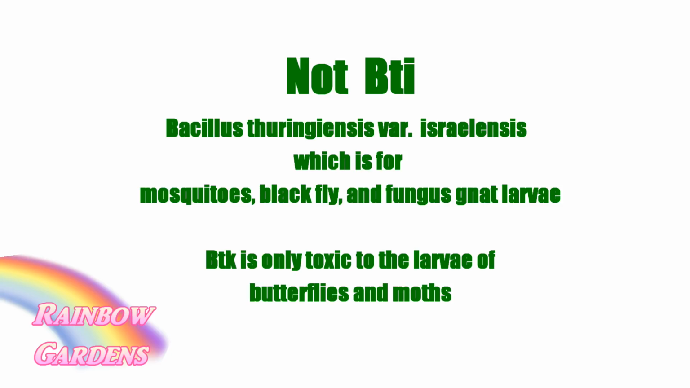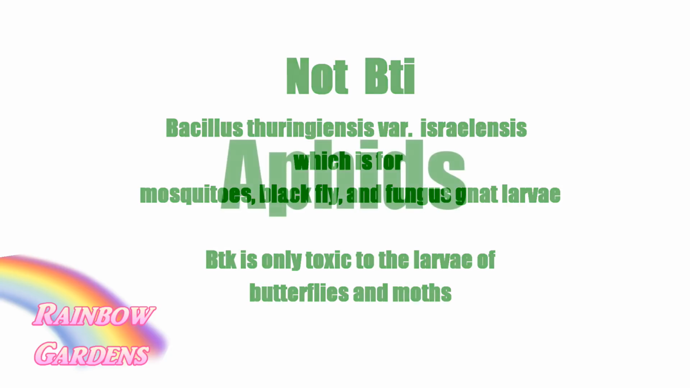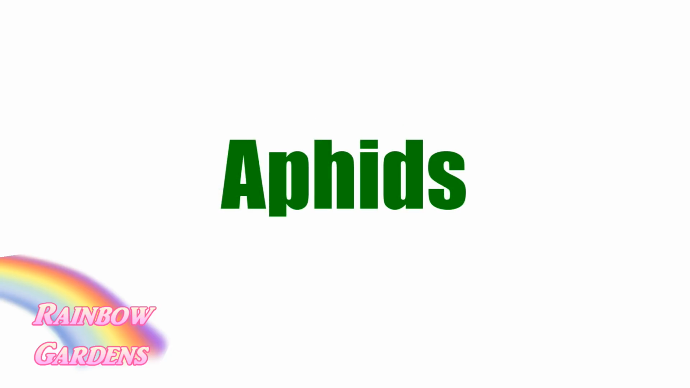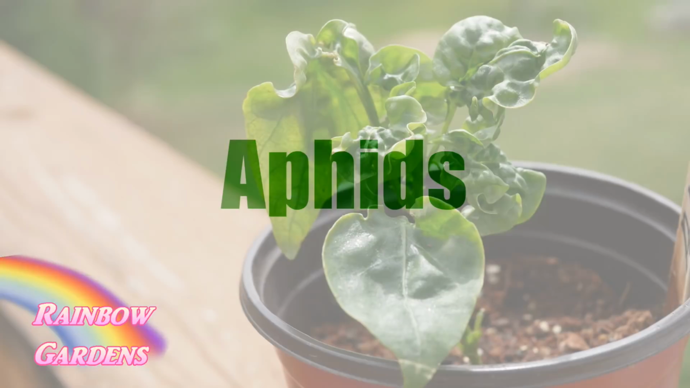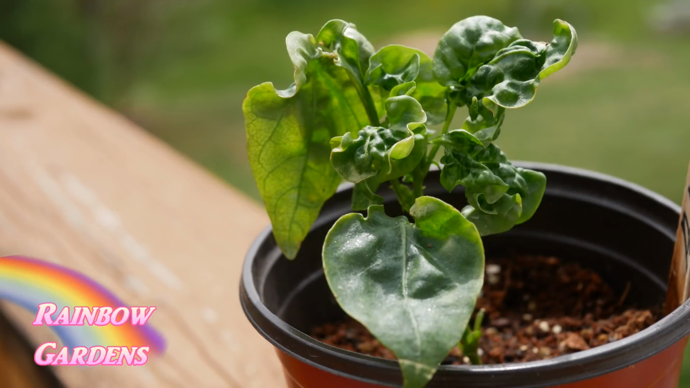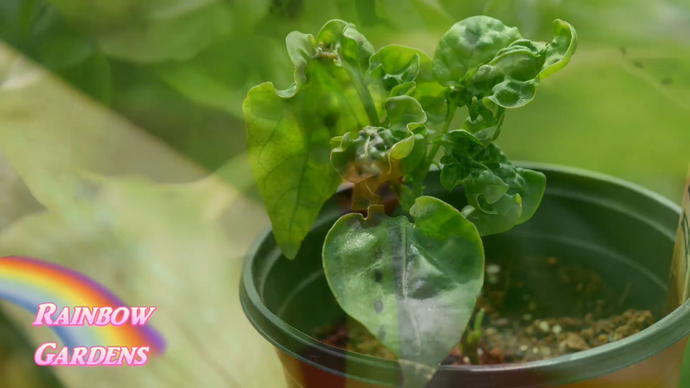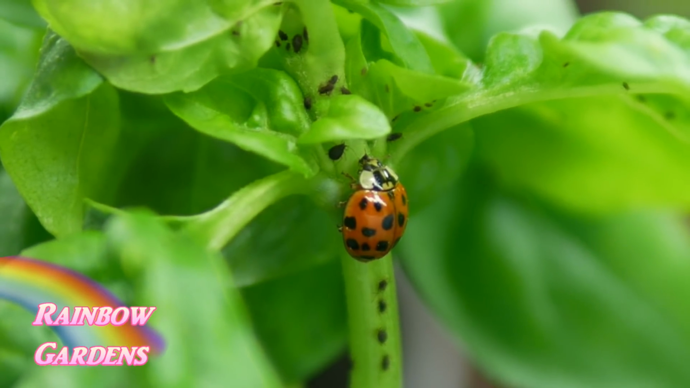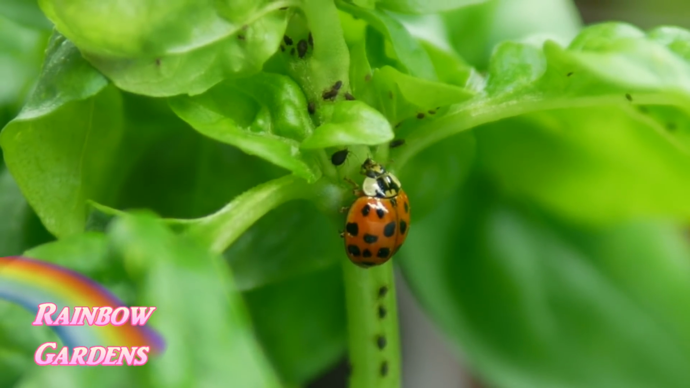Now the last bad bug, and probably the worst that everyone has a problem with, are aphids. And you may first notice that you have a problem because your plants shrivel up. The new growth just kind of shrivels up and the plant stops growing. And then you may also look around at your plants and notice lady beetles. Well, they are eating those aphids that are most likely up underneath your leaves.